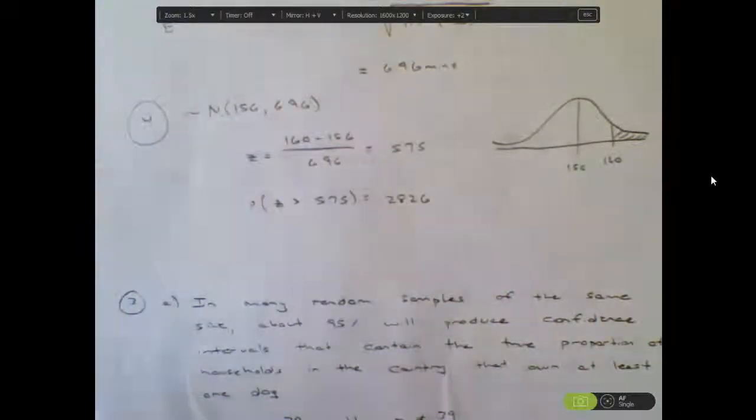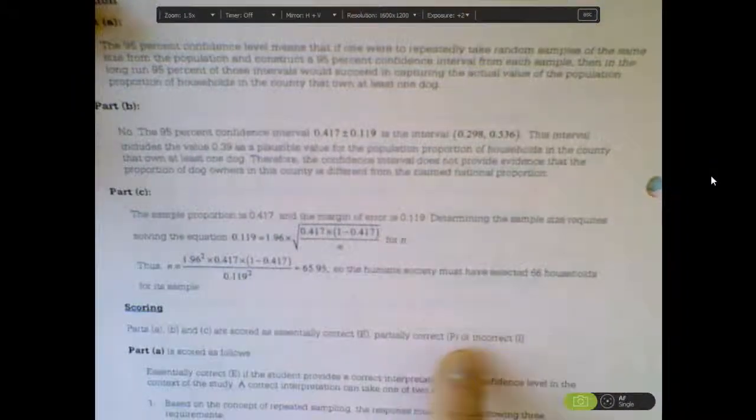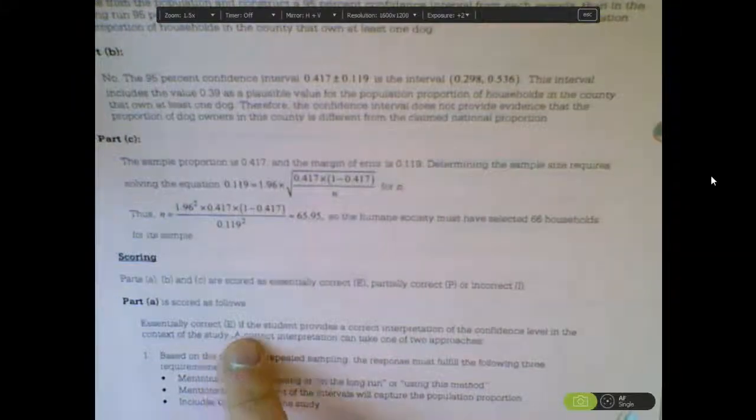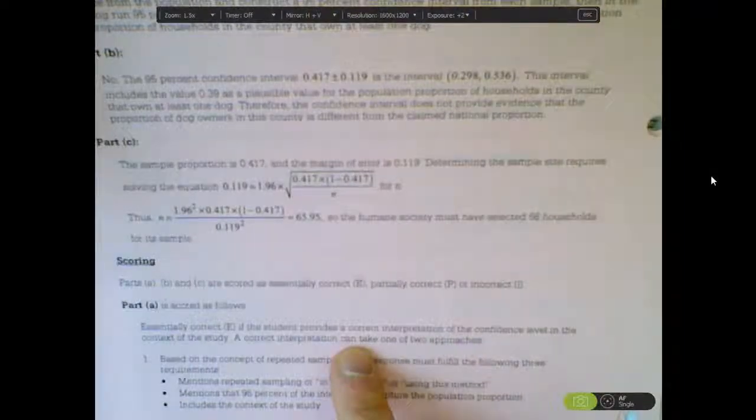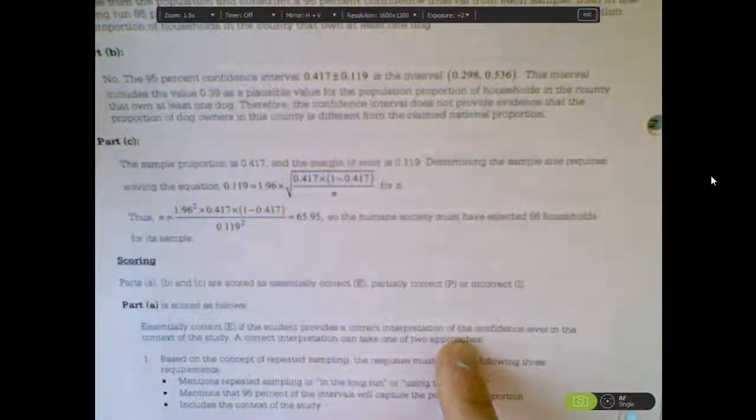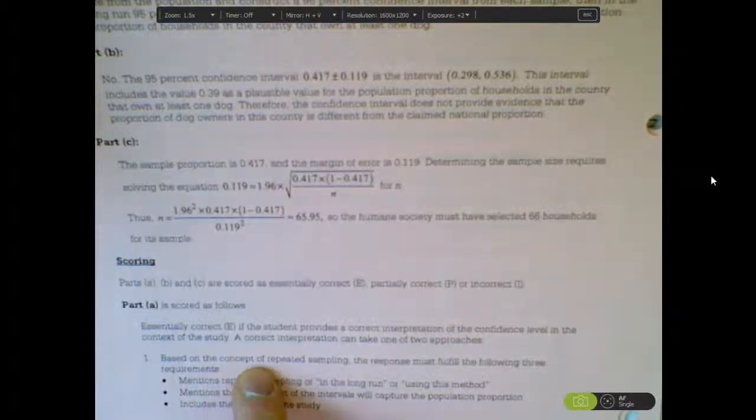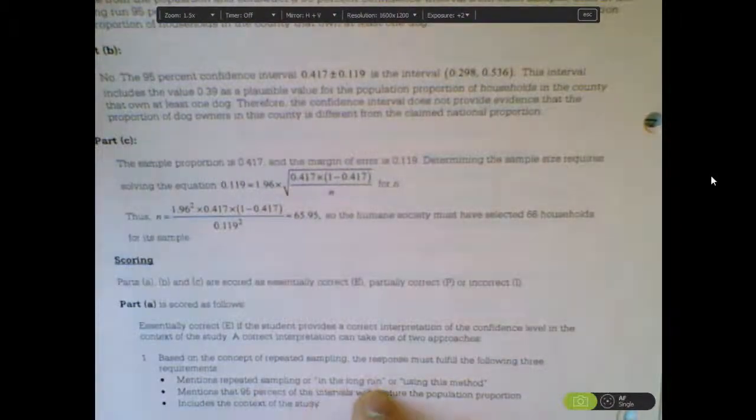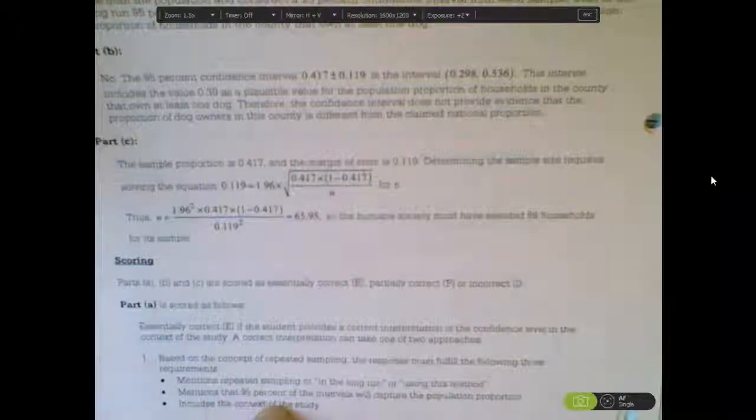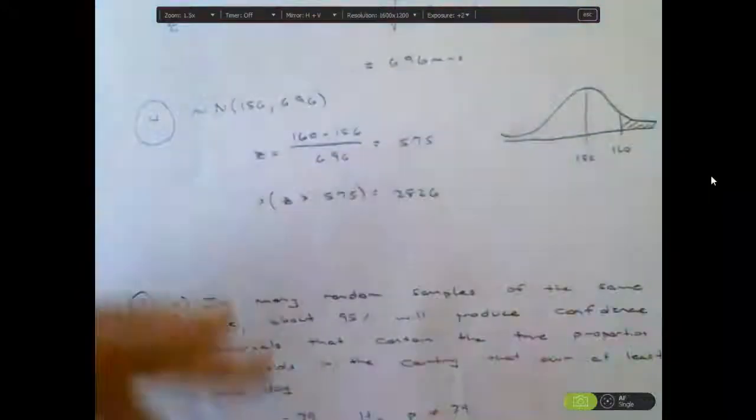Taking a look at this one, here's some inference going on. I have a confidence interval that I see. All right, so that's going to be part of this question at least. Okay, scoring A, B, and C, E, P, or I. So for part A, it's essentially correct if you have a correct interpretation, and you could take one of 2 approaches. So based on the concept, you must fulfill the following 3 requirements. Mentions repeated sampling in the long run or using this method. Mentions that 95% of the intervals will capture the population proportion and includes context.